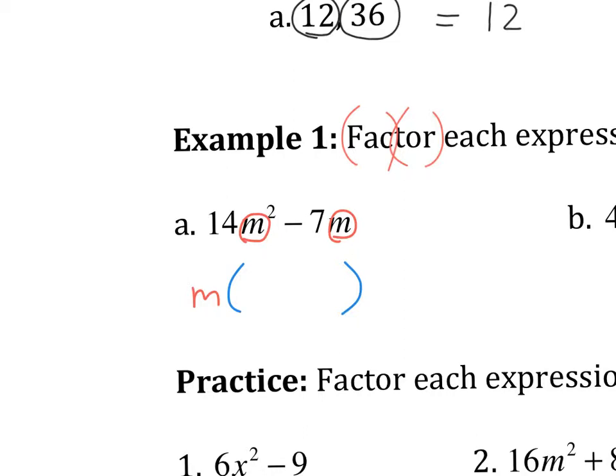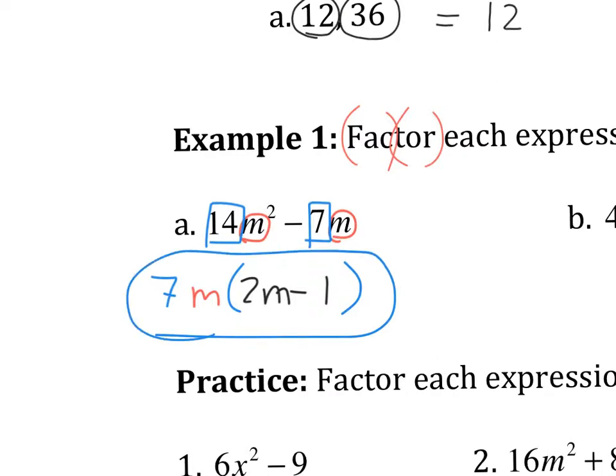Now, what's a common factor of 14 and 7? Well, a 7 works. So when you take this 14m squared and divide by 7m, we get 2m. And when I take a 7m and divide by 7m, I get 1. How do I know I'm right? Because when I distribute this here, I get 14m squared, and distribute here, I get negative 7m. So my final result is this.